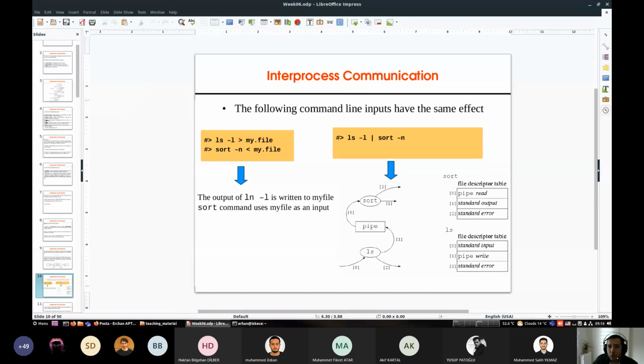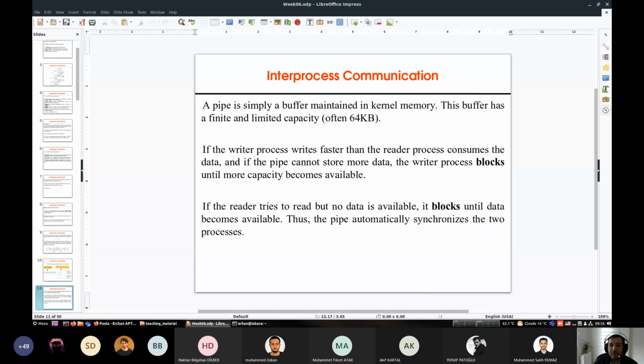Anyway, so you can of course write the same thing by using a pipe and thus eliminating the need for a file. So the output of ls becomes the input of sort in this case. Okay, let's look at the details a bit. So how do you set this up?